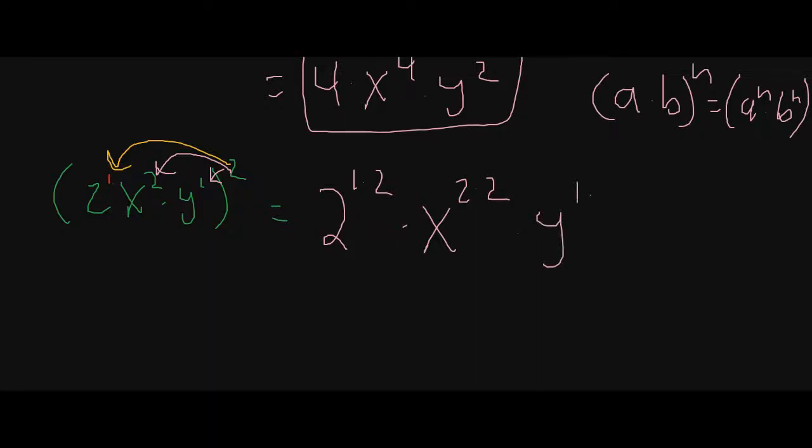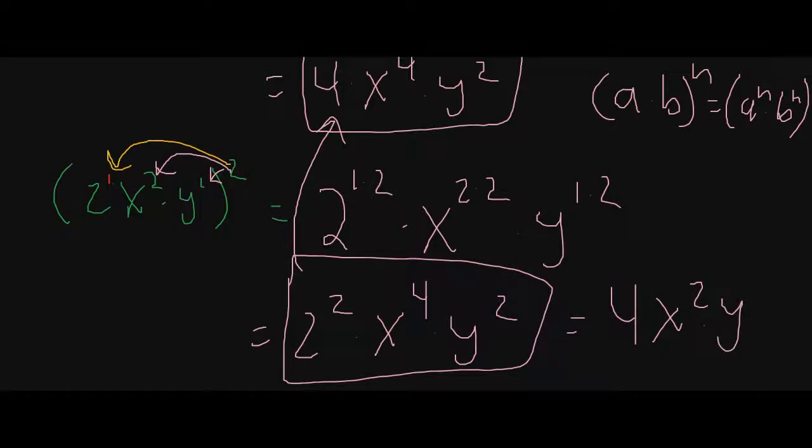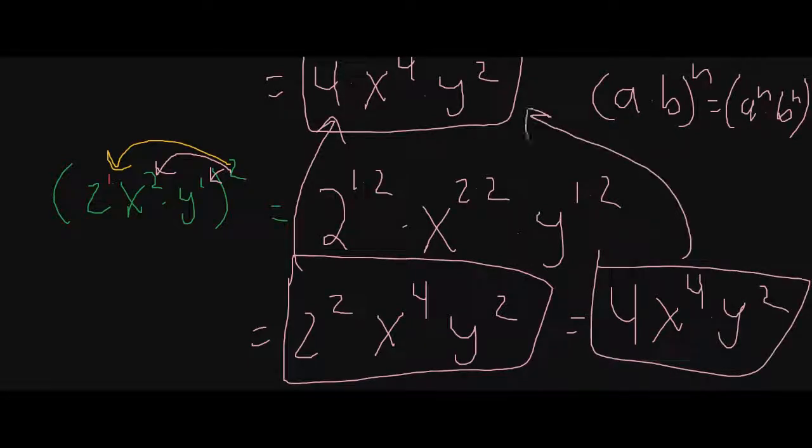So we're going to get 2 squared, because 1 times 2 is 2. 2 times 2 is 4, so we're going to get x to the fourth. And then 1 times 2 is 2, so y squared. And if you notice, this is the exact same thing as what we get up here. The only thing I didn't do is, 2 squared is 4, so if I wanted to, I could finally just rewrite it as 4x to the fourth power times y squared, which is the exact same thing as this up here.